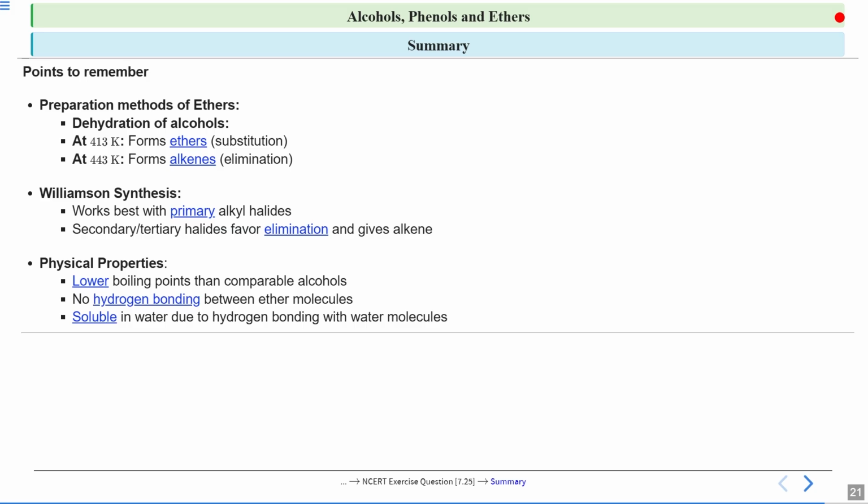But when we talk about alcohols, there is a both-way interaction because there is an OH bond in alcohols. So it can accept and also donate. That is why the solubility of alcohols is a little bit more as compared to ether. But both are soluble in water.